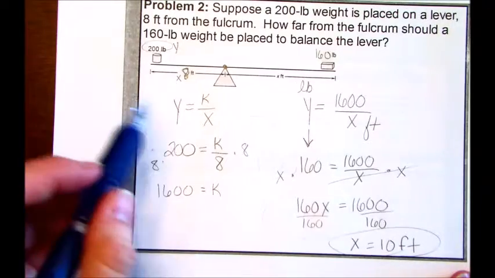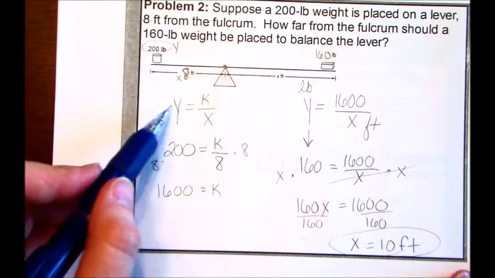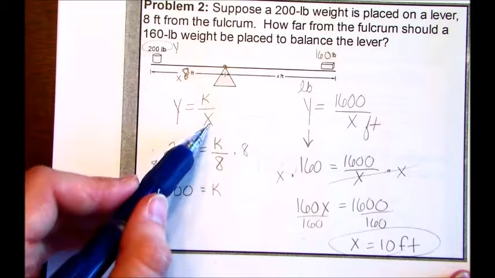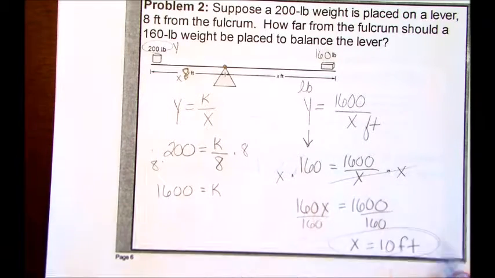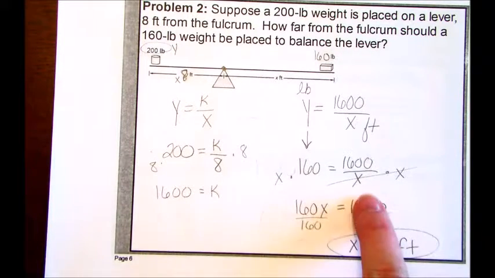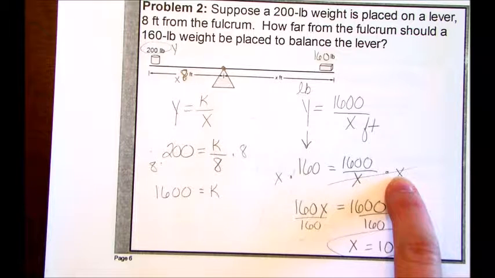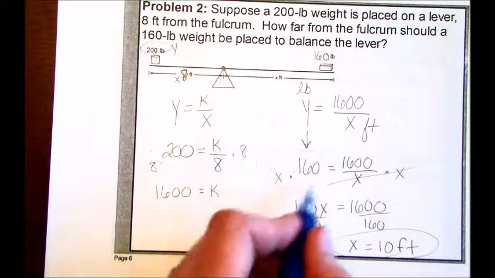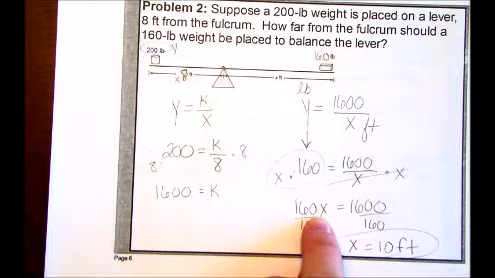By the way, you could have switched x and y. You could have done distance for y and pounds for x, and you would have got the same answer at the end. Just remember, when x is on the bottom, multiply it on both sides, and it joins the 160. That's where I got my 160x. And then I divide by my 160 to get my final answer of 10.